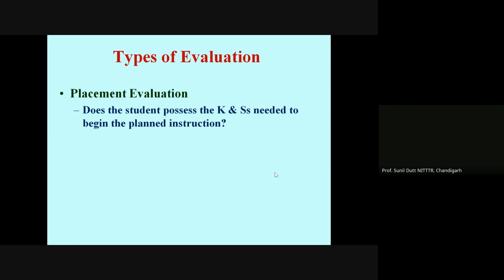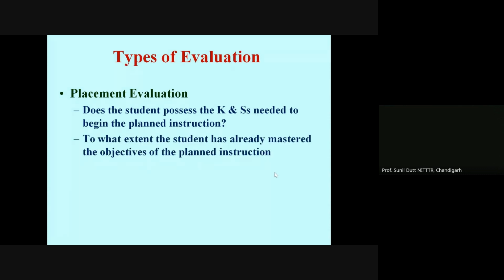Does the student possess the knowledge and skill needed to begin the planned instruction? I gave you an example in the morning about inertia. For delivering instruction on inertia, the teacher assumes that the students are already familiar with the concepts of rest, motion, and force. So placement evaluation is regarding the extent to which the student has already mastered the objectives.